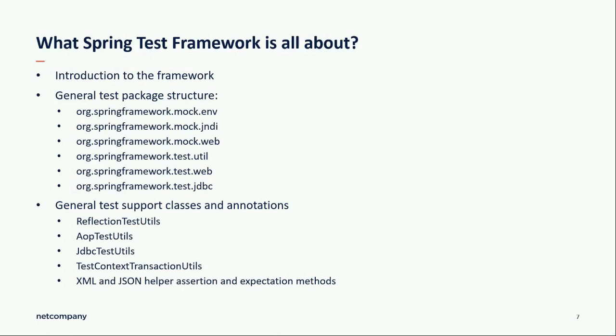The next thing is AopTestUtils, which is a utility to get objects. If you create a bean and it is under a proxy, which Spring dynamically generates, these utilities will just give you access to the real class underneath it. So if you have some mocks or you have to verify something on the class, you can use this utility to get access to this class and verify something.